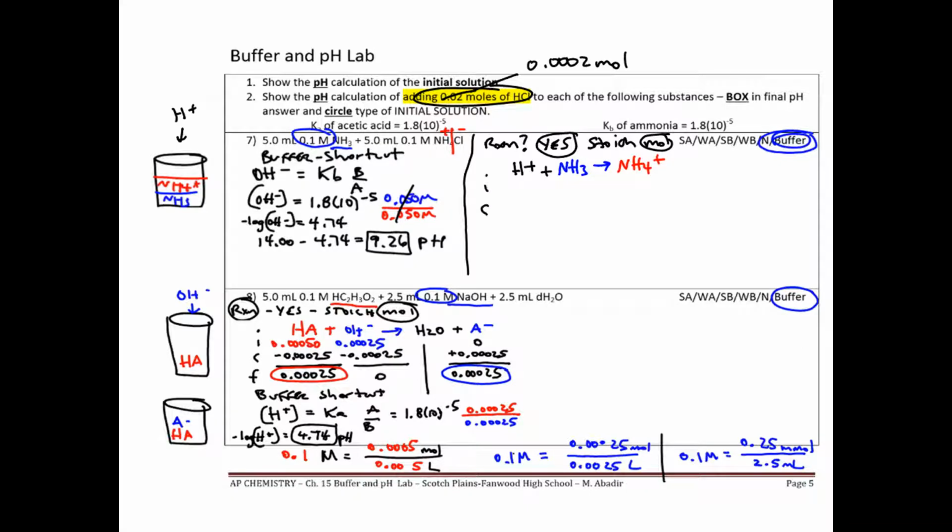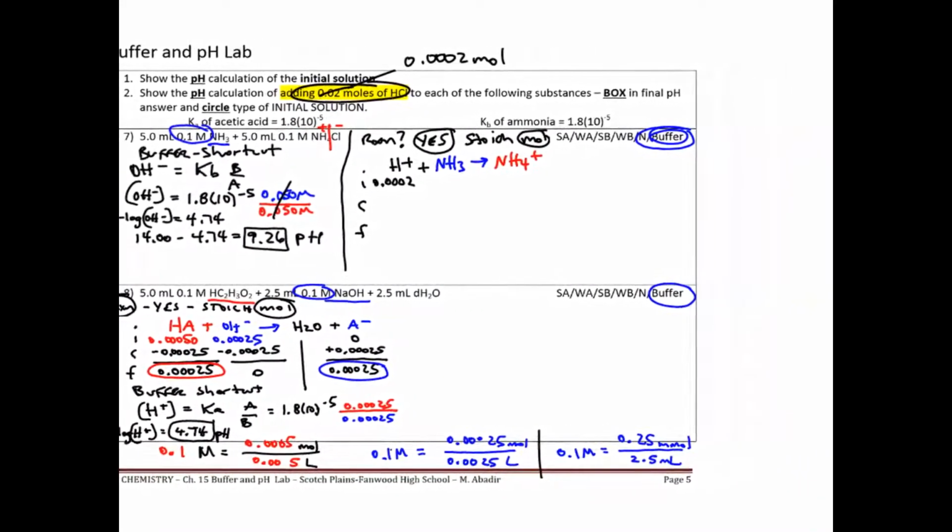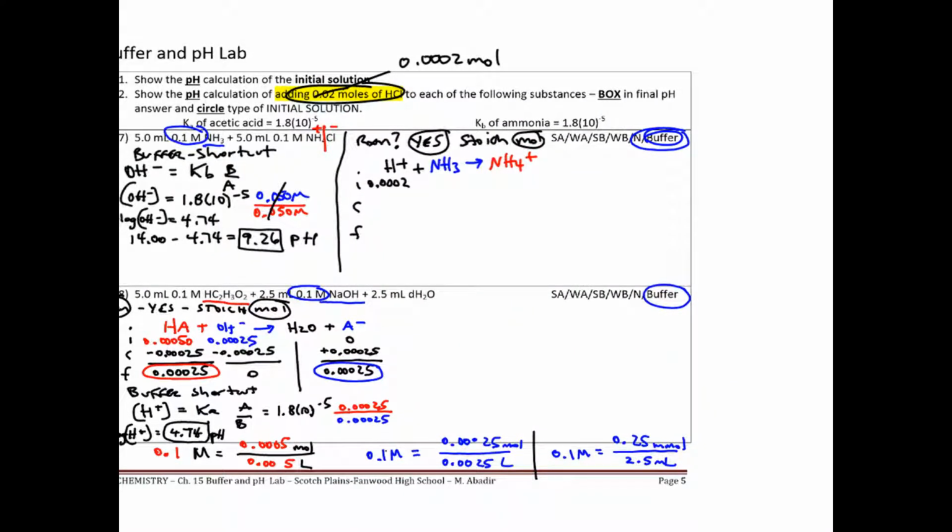We're going to write ICF. This is 0.0002, what we added in. Now we have to find our original moles of each of the weak base and the weak conjugate acid. So we'll do that over here, just to give ourselves some room. We'll start with the NH3. Original NH3 is going to be 0.1 molar, and we took 5 milliliters of that. So that's going to be 0.0005 moles of that. The NH4 plus is the same exact calculation. I just want to show it in case you need help with that. So that's a 0.1 molar, 5 milliliters, also 0.0005 moles. So that's my original moles for that.